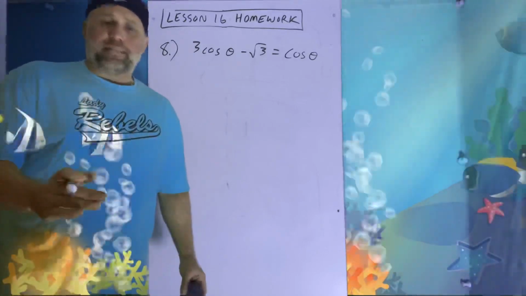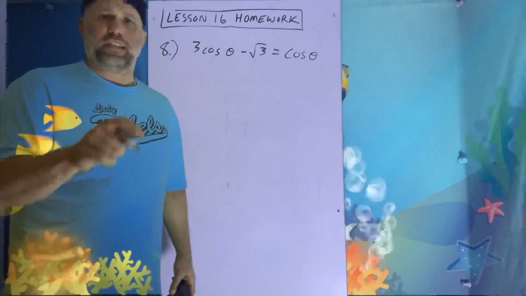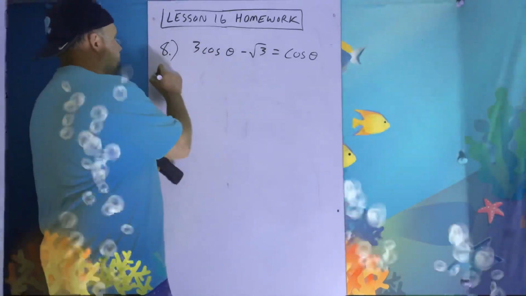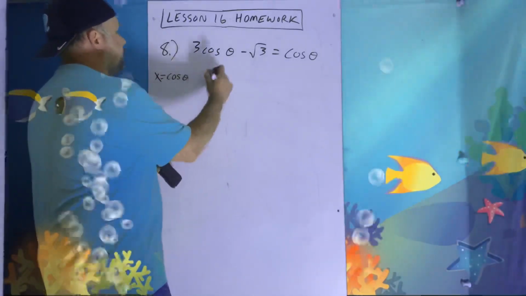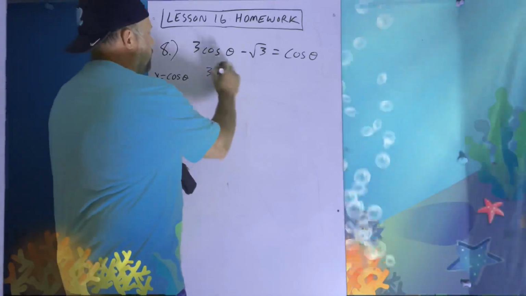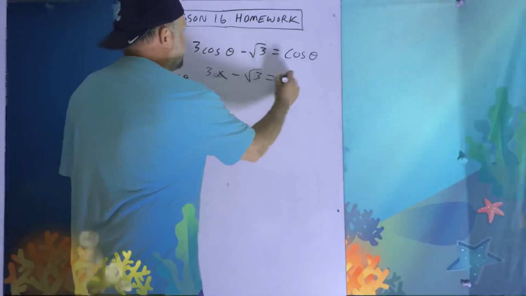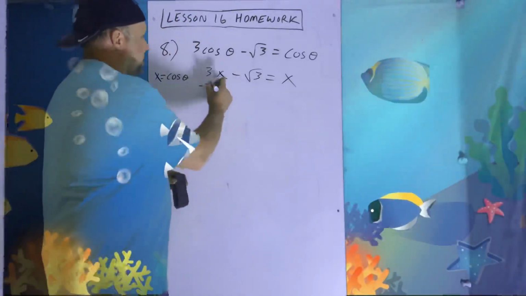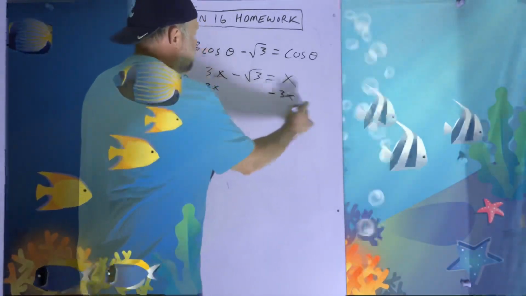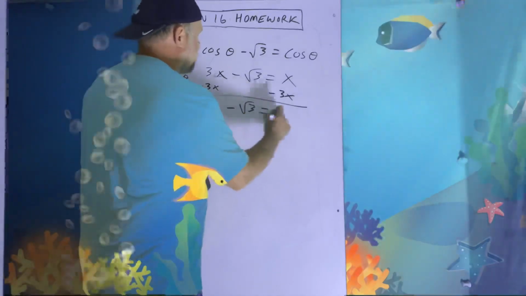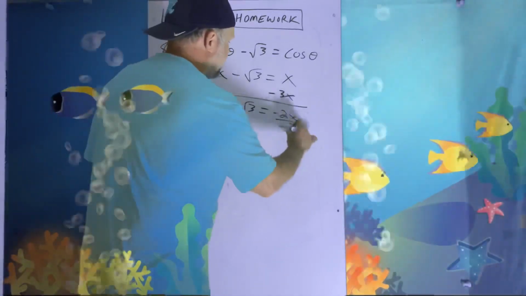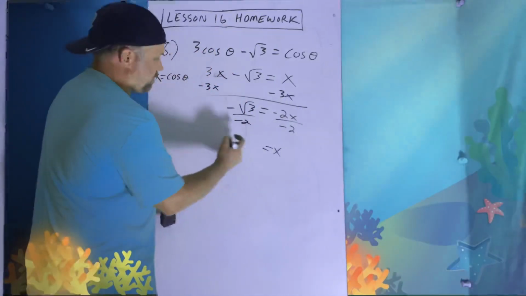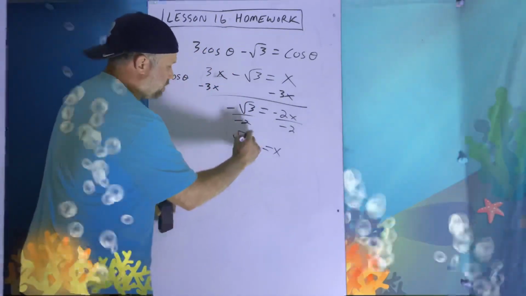Here is number 8. Number 8 is a little tricky just because it's in radians. All right, so we want to first solve for x. So let's just replace this cosine with an x. So we have 3x minus radical 3 equals x. Need to get x by itself, so let's subtract 3x from both sides to give us negative radical 3 equals negative 2x. Divide both sides by negative 2 to find out that x, negative divided by negative, is radical 3 over 2.